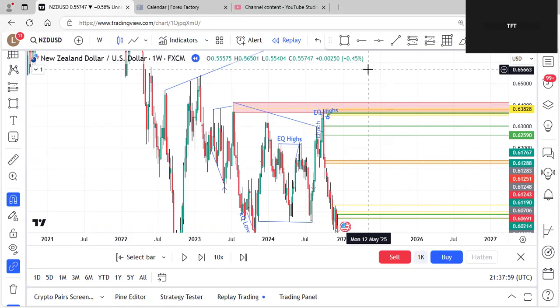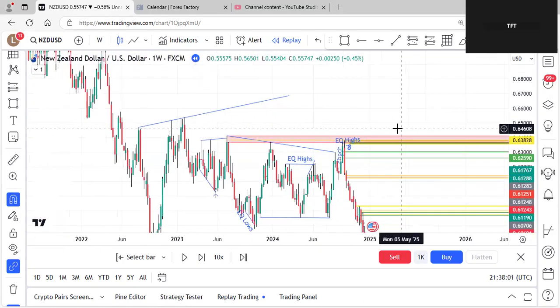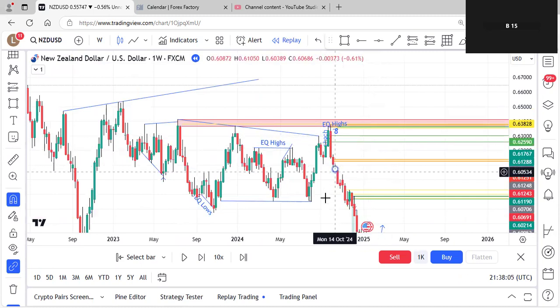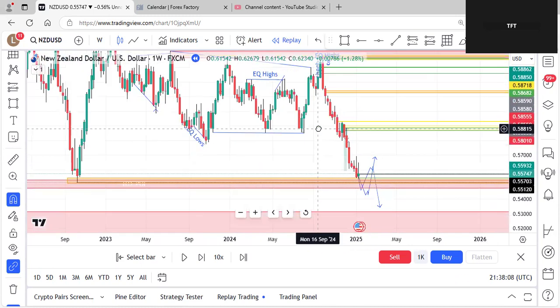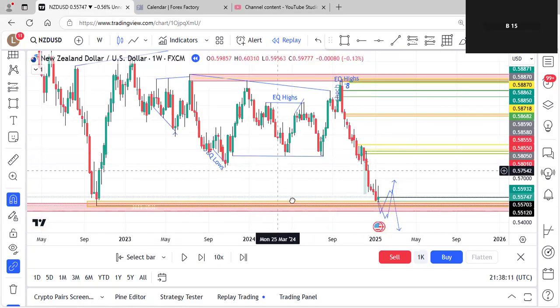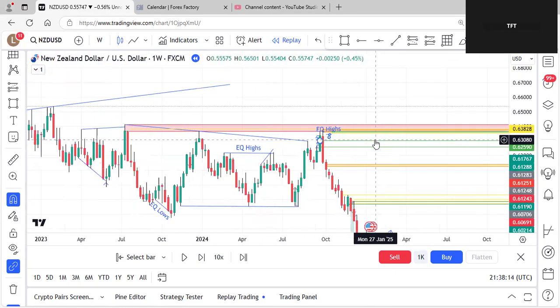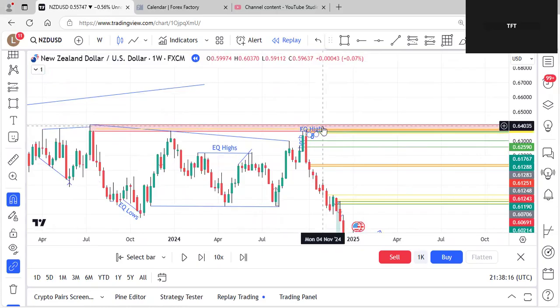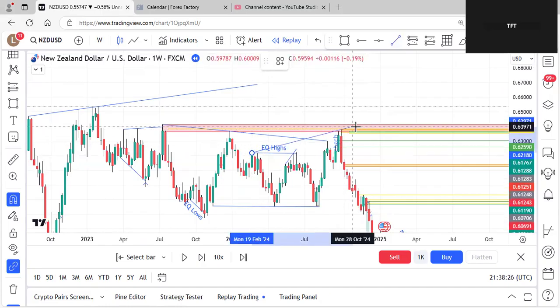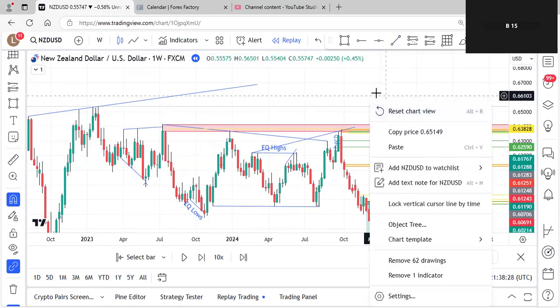I would say obviously check for targets as well, because if there's no targets, mate, it's pointless trying to take a trade. That makes sense. Check for targets, mate, and you'll go from there.